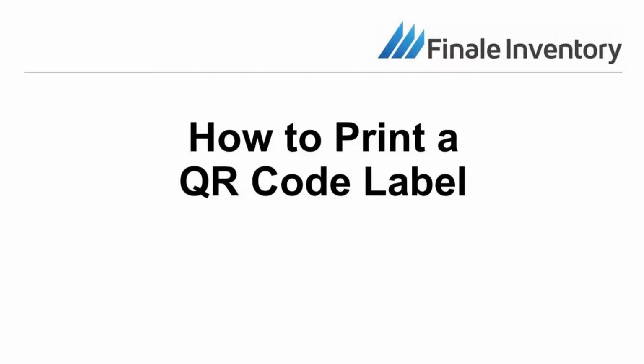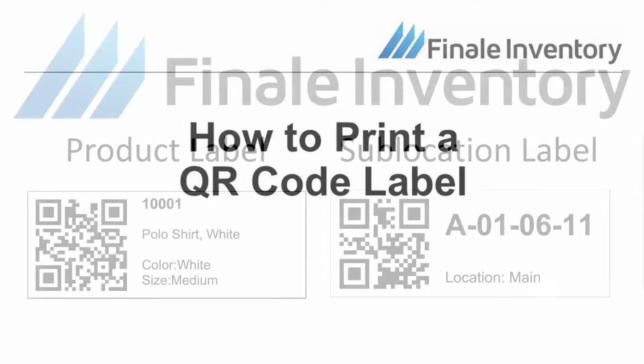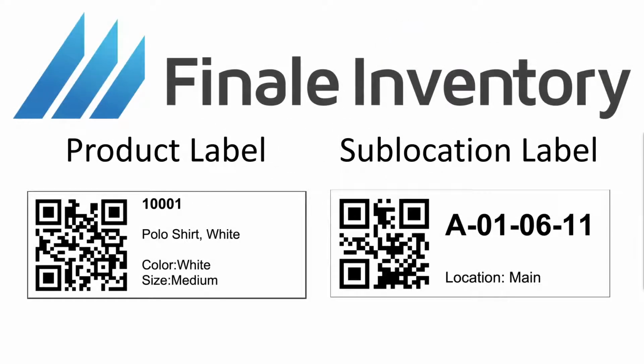Today I'm going to show you how to print QR codes using the Finale software. What is a QR code? A QR code, or a quick response code, is a type of barcode that can be read easily by a digital device and stores information using patterns of black dots and white spaces arranged in a square grid.